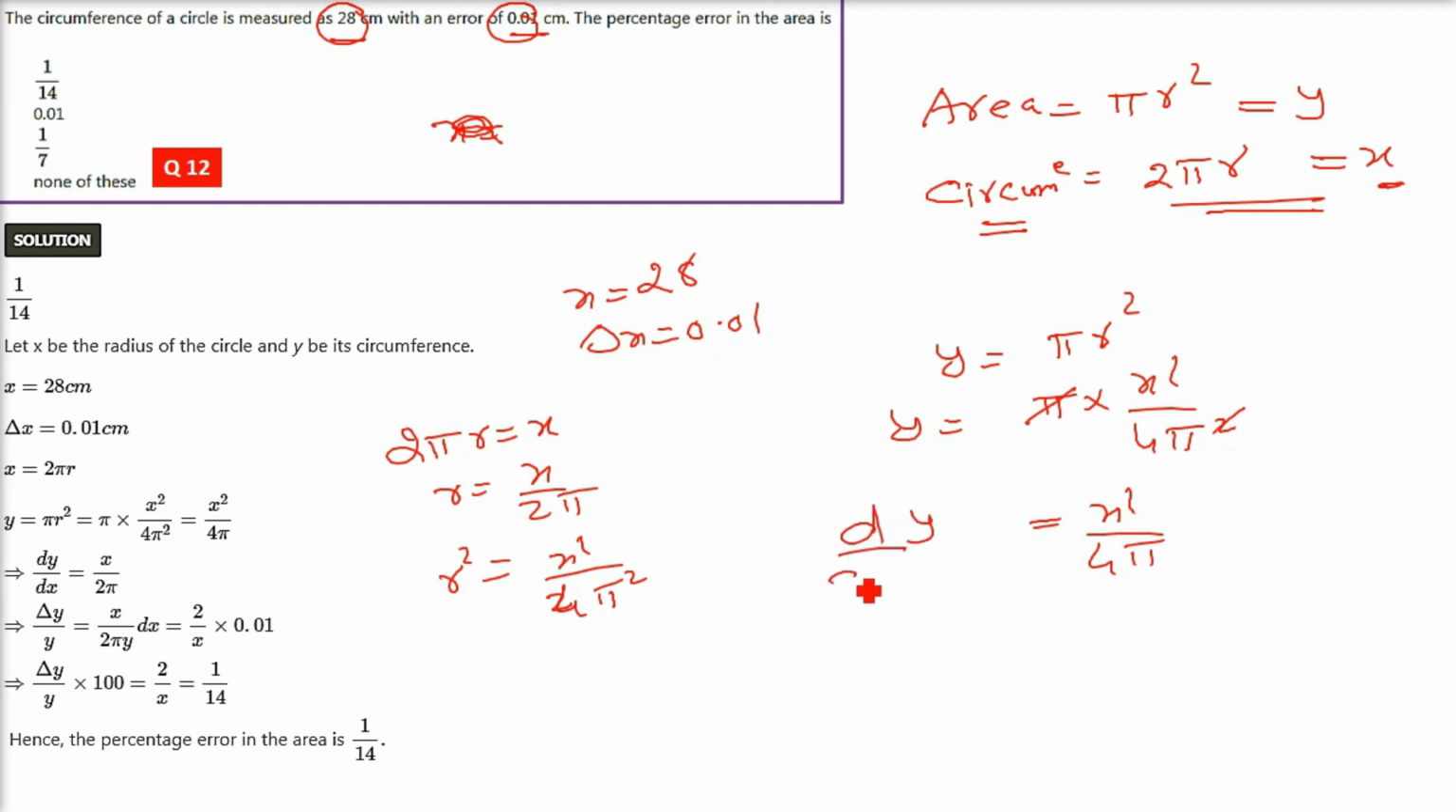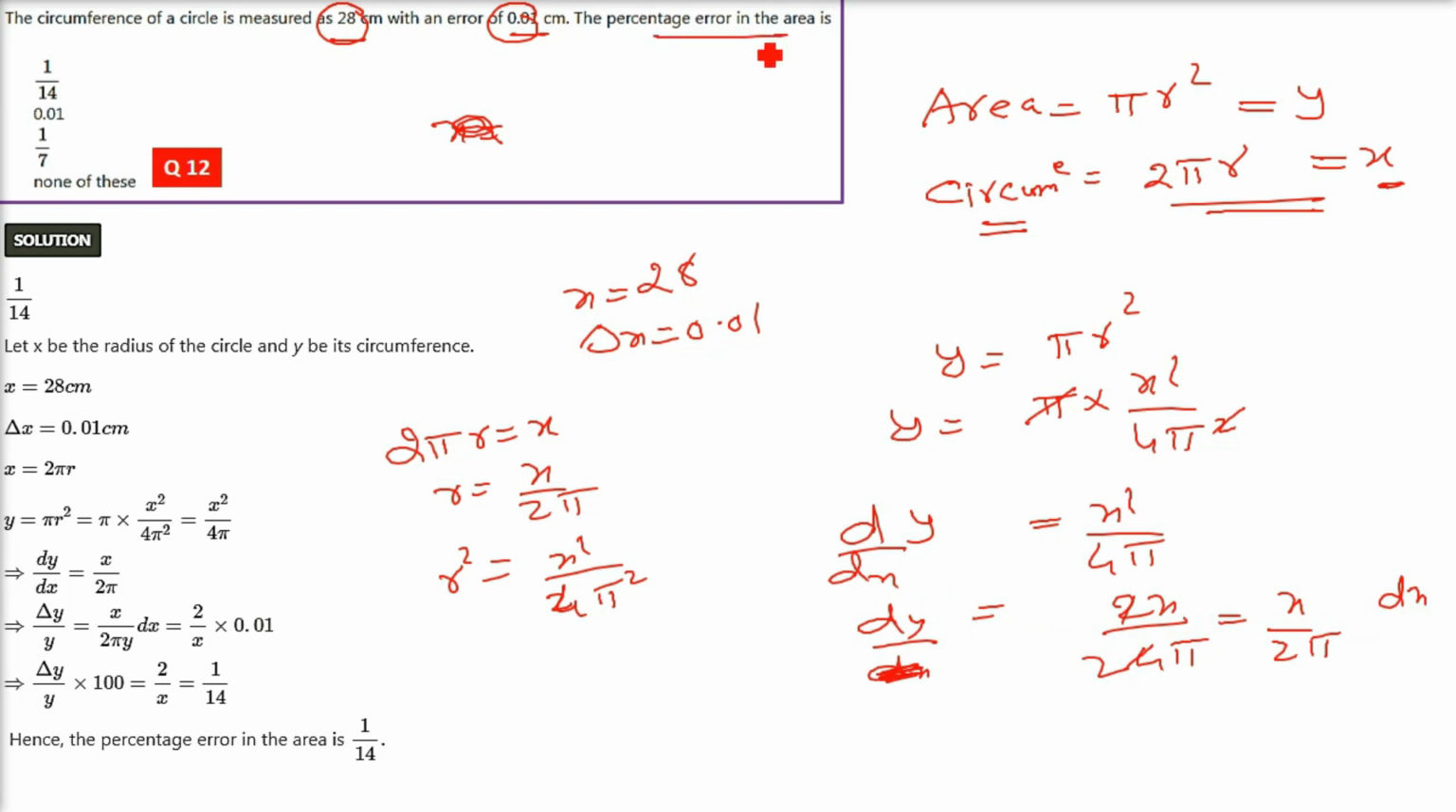This is y. Now we have dy by dx. So just differentiate it. It is 2x divided by 4 pi, so it is going to be x by 2 pi. So this is dy by dx. Dx goes on the right. Dy is equal to x by 2 pi into dx.